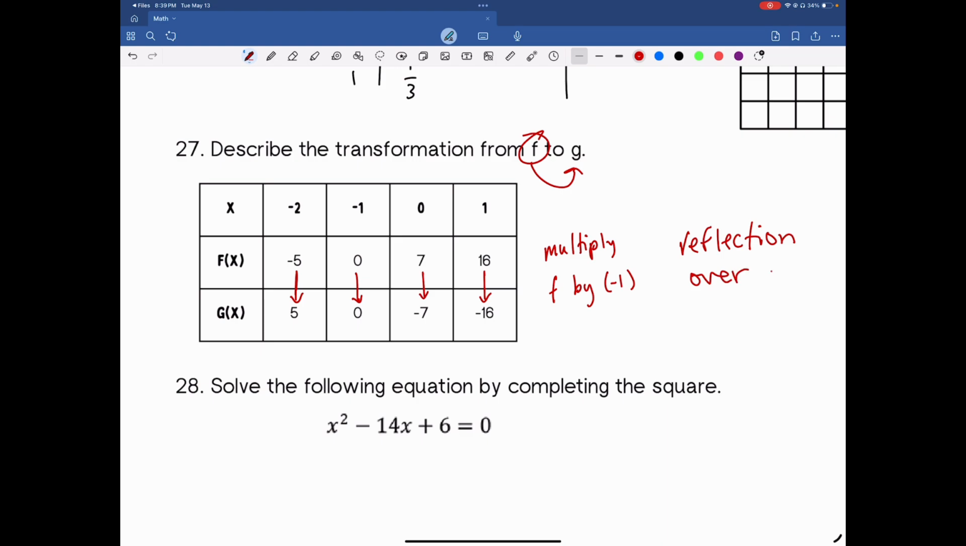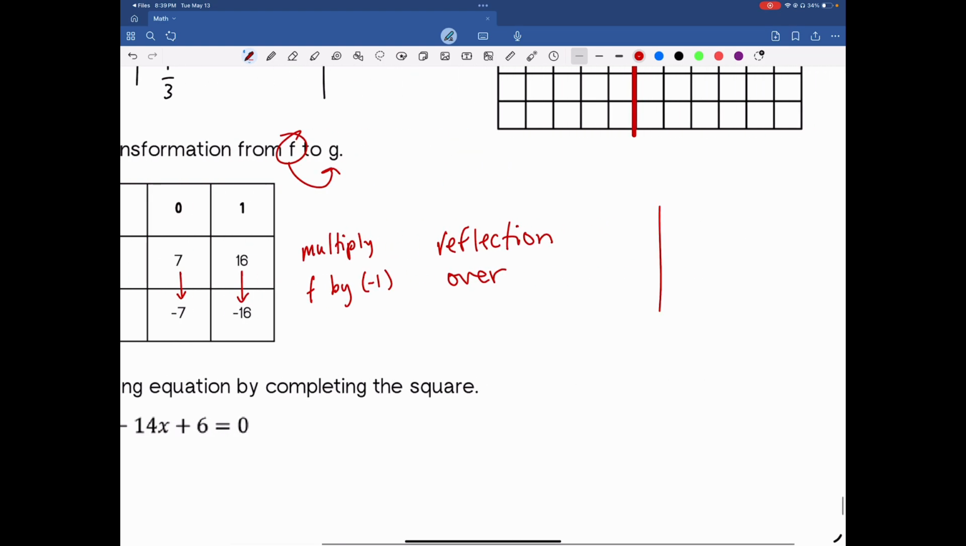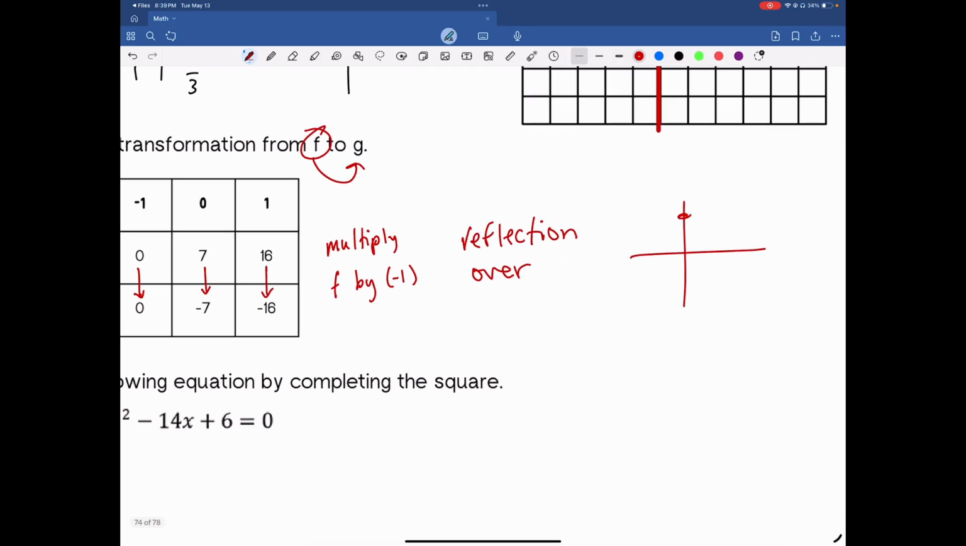over the, well, let's think about this here. If we just look at that 0, 7, if the 7 was up here, and now it became -7, where did we reflect over? We reflected over the x-axis.